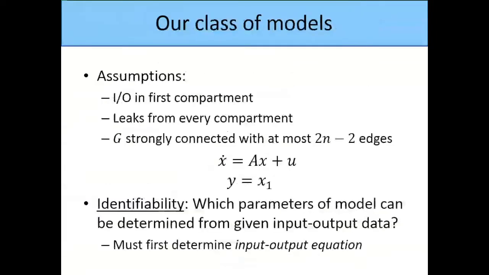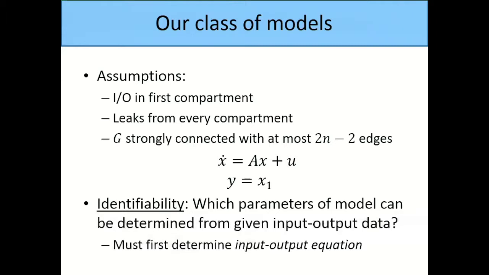Okay, so these are my assumptions. All right, so as we mentioned, we're looking at this class of linear models: input-output in the first compartment, leaks from every compartment, strongly connected graph. So the identifiability question is, which parameters of my model can be determined from input-output data?